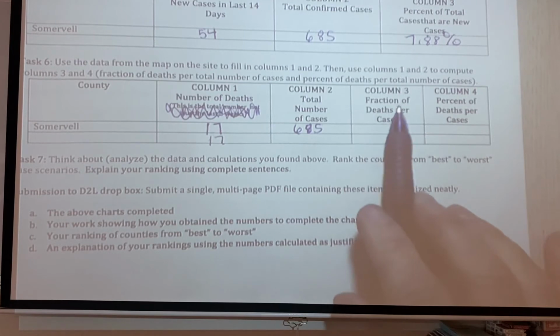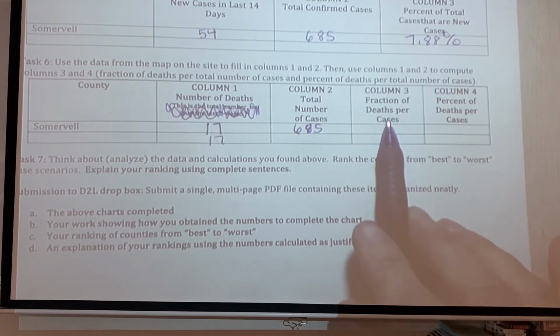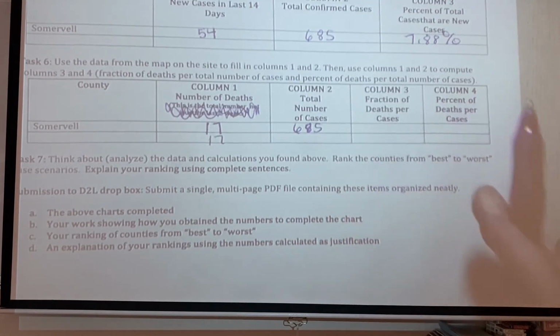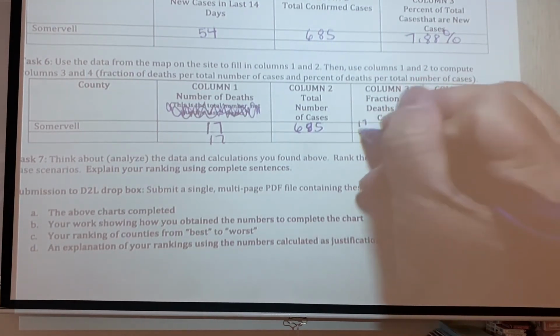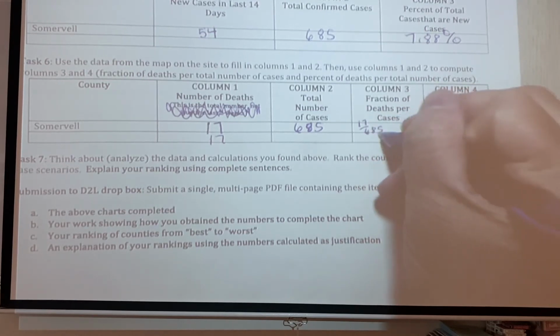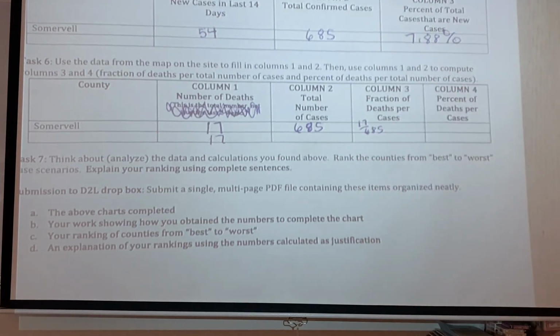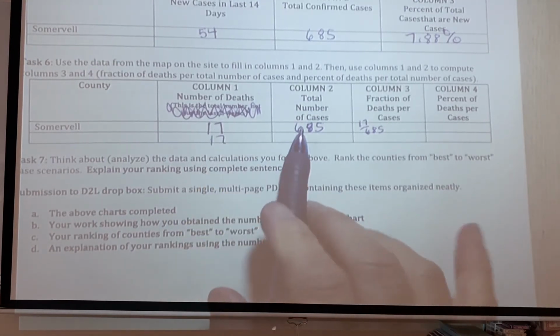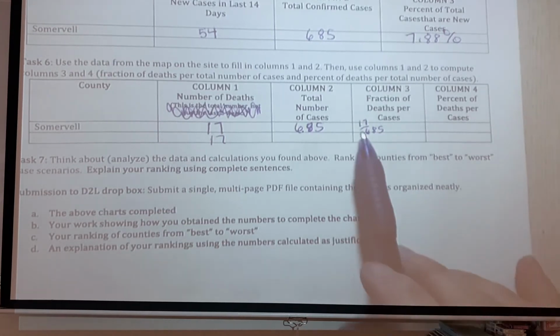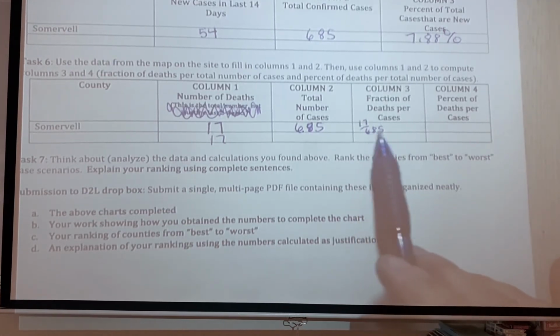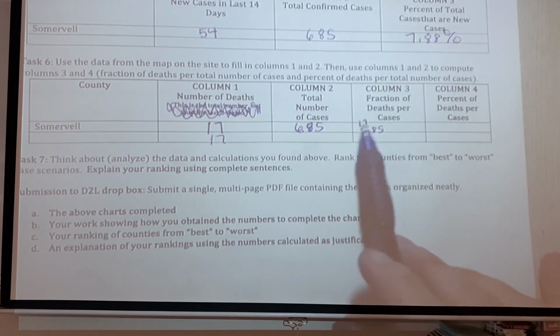So then the fraction of deaths per cases, how do I make that fraction? 17 over 685. Beautiful, that's all it is, 17 over 685. Don't make it complicated. This is your numerator, that's your denominator. So out of the 685 people that got COVID, 17 of them passed.